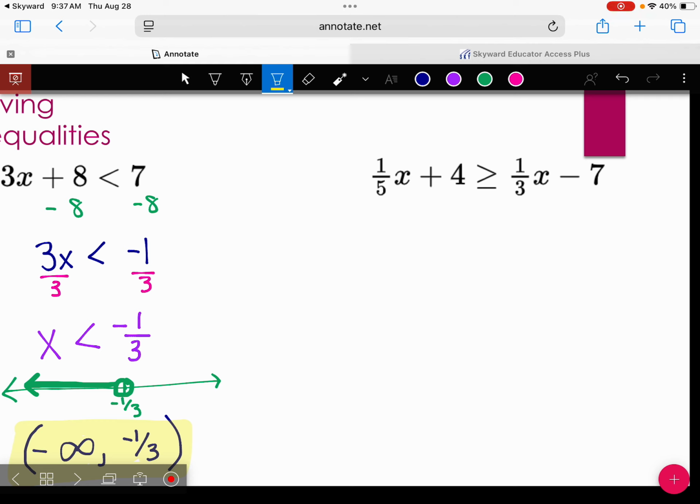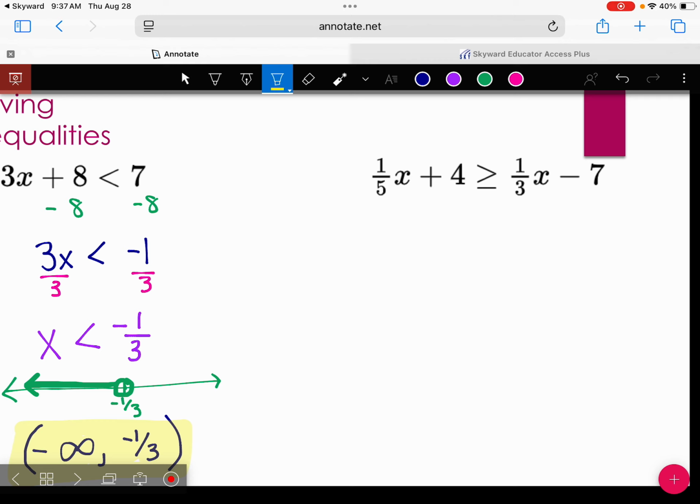The next one that we see, we got fractions, ew. You can rock it with the fractions, that's totally fine. Or you can get rid of them. What do we want to do? How would we approach this?